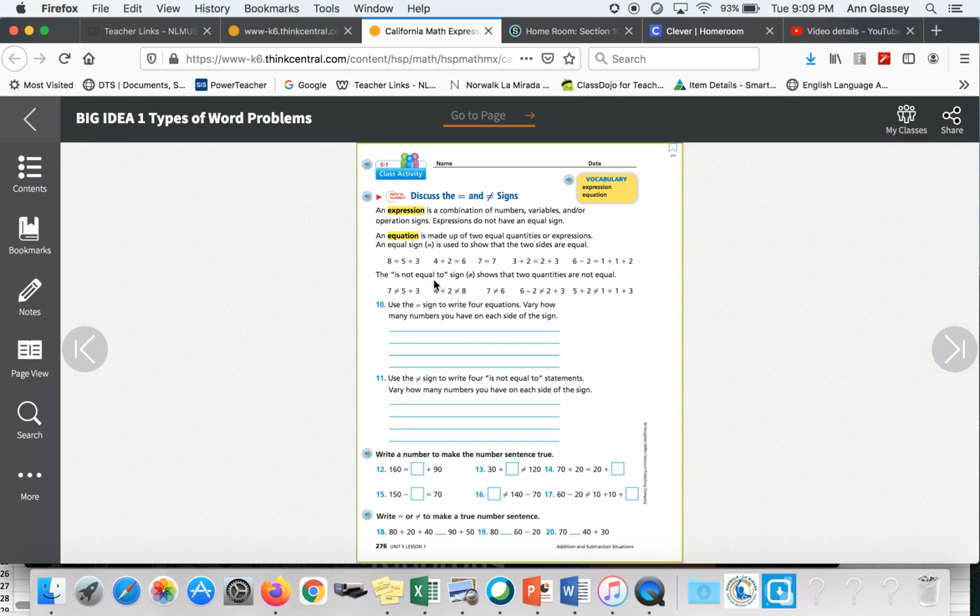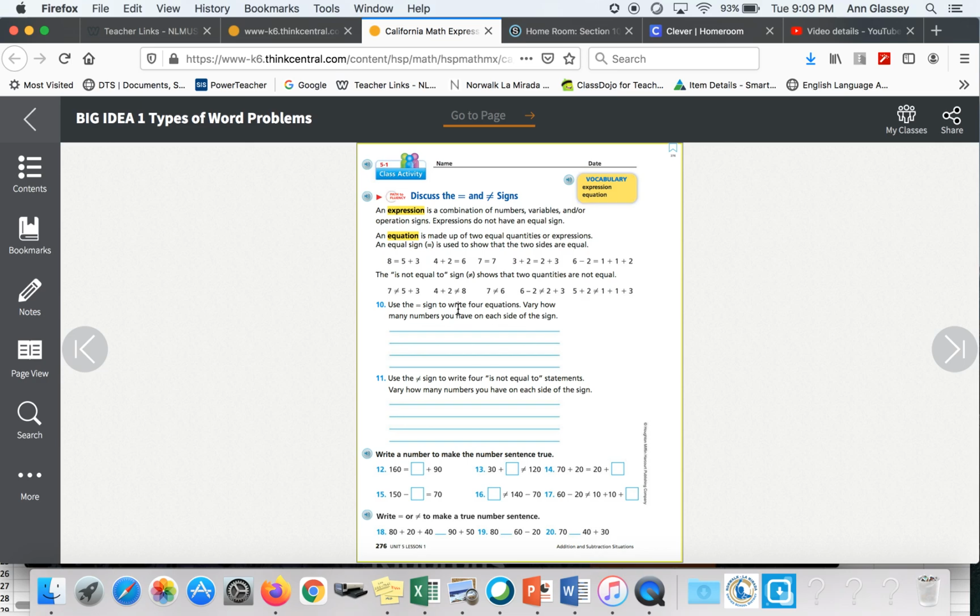The is not equal to sign, it looks like an equal sign with a slash through it, shows that two quantities are not equal. 7 does not equal 5 plus 3. 4 plus 2 does not equal 8. 7 does not equal 6. And you can look at the other examples.